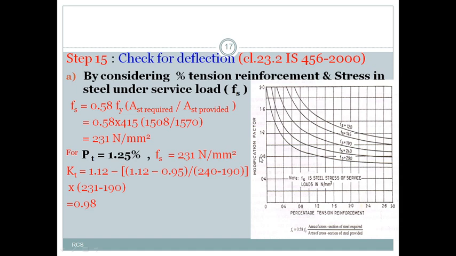For that we have to go for the interpolation technique. If we do the interpolation, we will get the value of Kt. Kt is the modification factor with respect to the tension reinforcement. Here the percentage of steel is 1.25, but we do not have the value of 231. We have curves for Fs of 190 and 240, so correspondingly we will get two different values for the 1.25 percentage of steel, and if we interpolate between them, we will get Kt equal to 0.98.